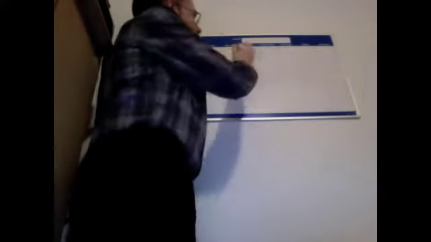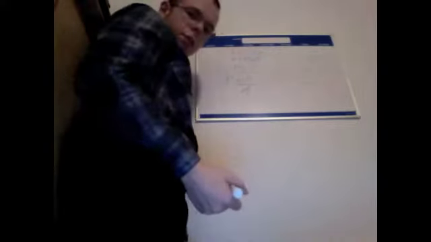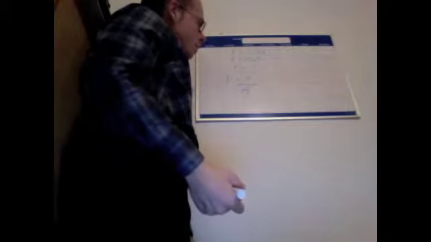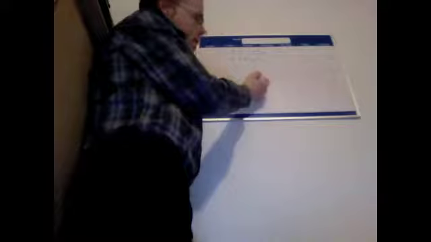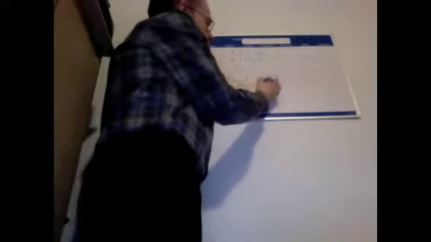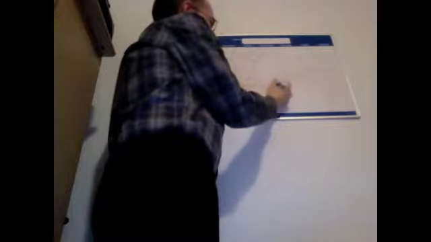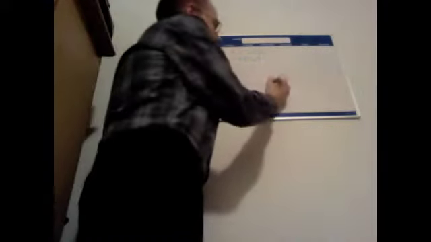So, if we're told that F is 25 newtons, where would we plug that in at? It turns out right here in the numerator. So, 25 newtons over, what's A? 10 meters squared.